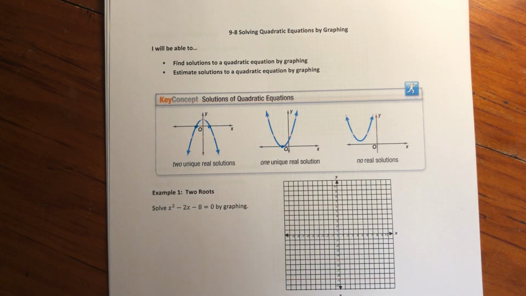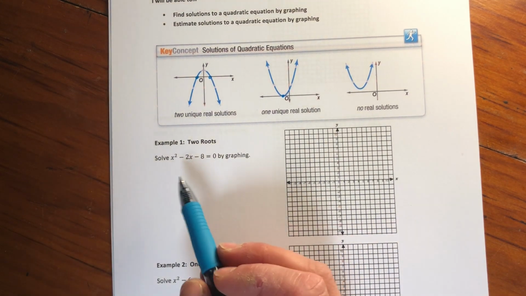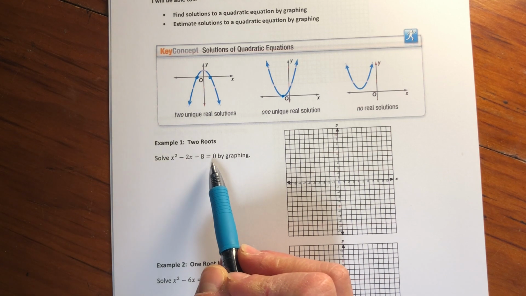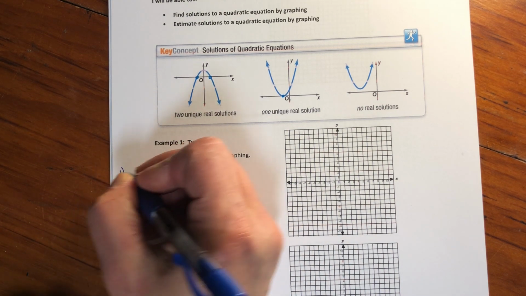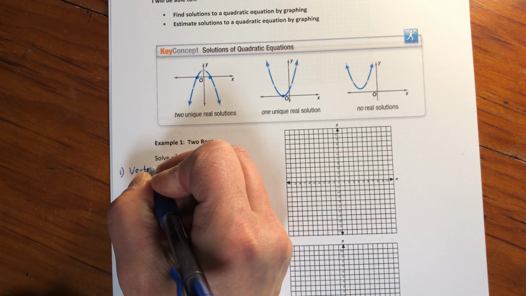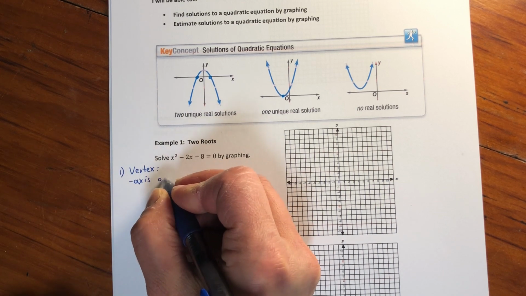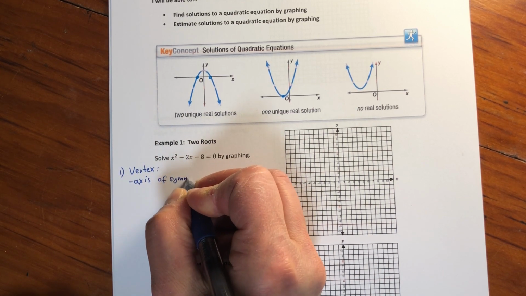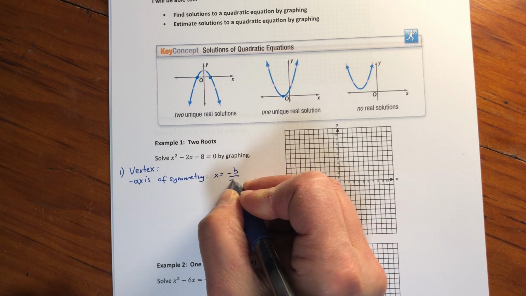Now, we want to solve this equation by graphing, so I want you to see what we are doing. We have our equation and we are making it equal to 0, so we want to see what this parabola is going to look like and where it is going to cross the x-axis. We are going to use the same technique we did yesterday to graph. So the first thing is we are going to figure out what the vertex is. And to find the vertex, we'll find the axis of symmetry first. I'll remind you the formula: x is equal to negative b over 2a.